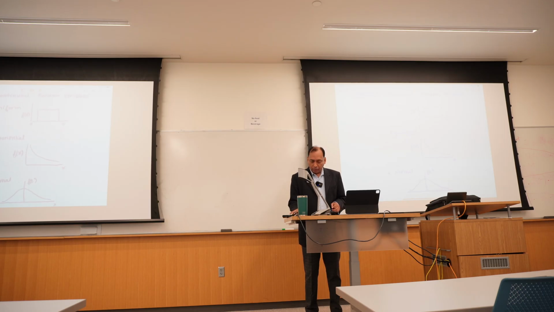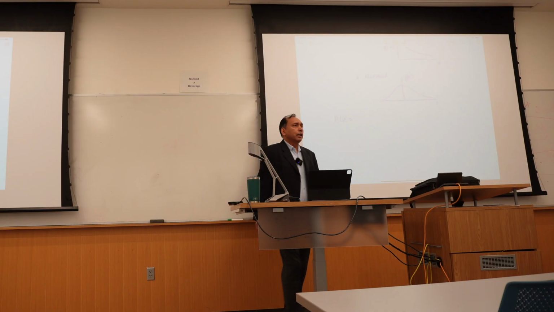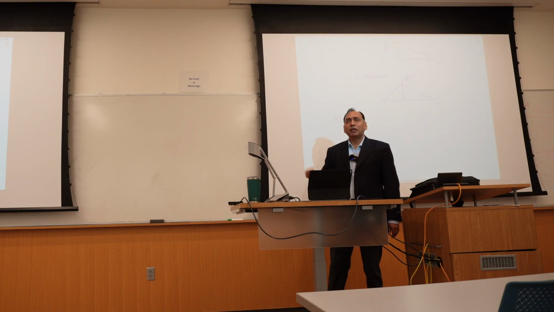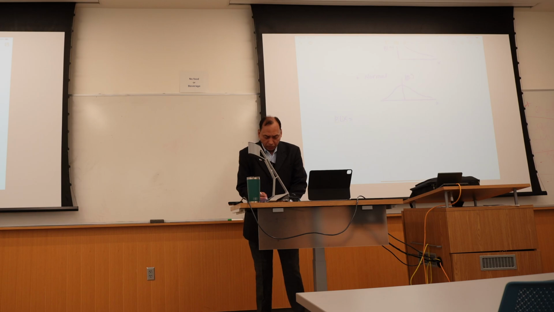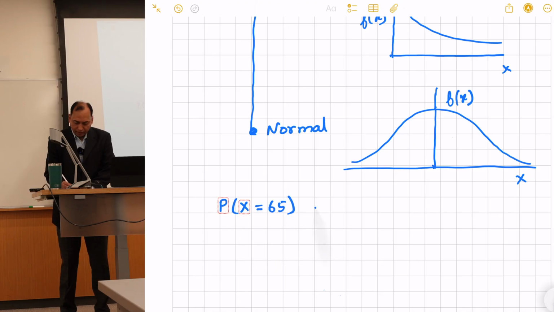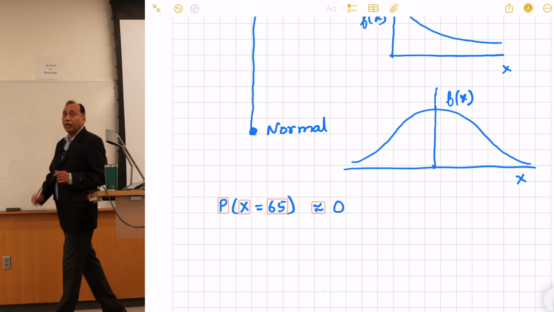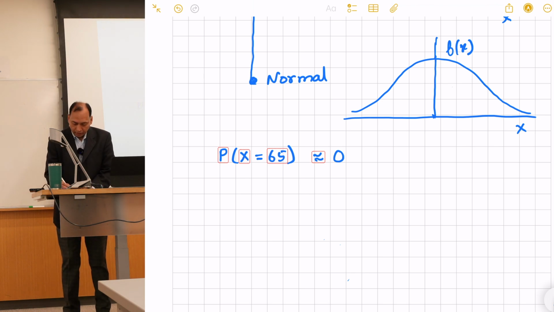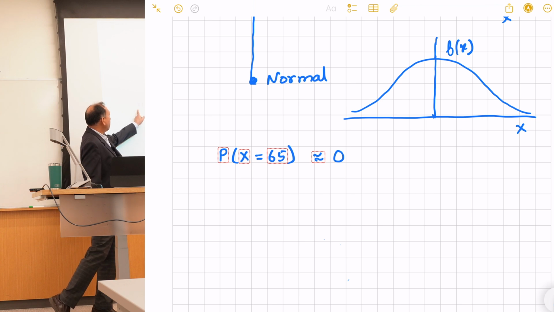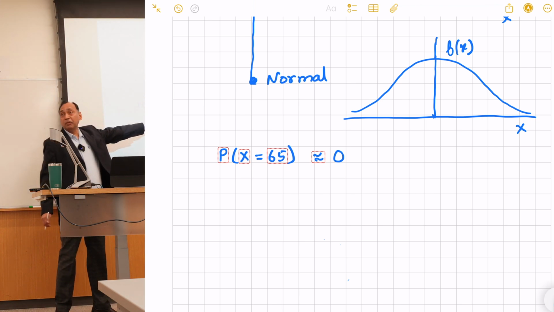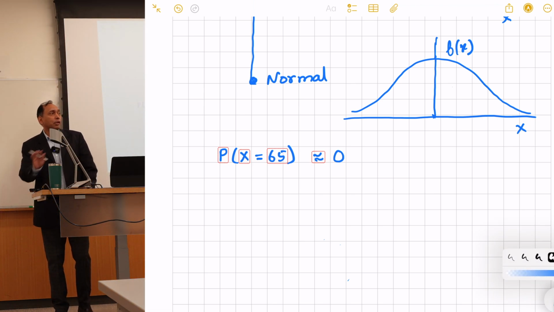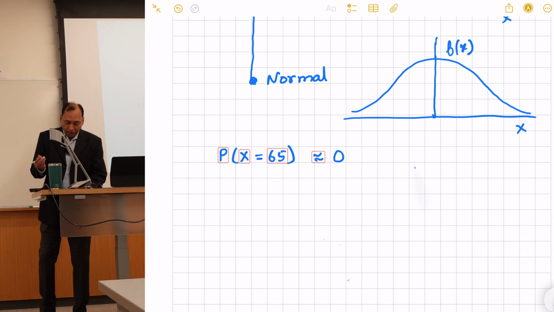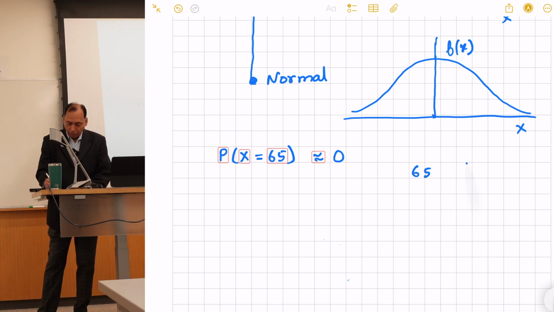Now, one unique thing about continuous random variables: say it is a random variable that captures the speed of a car. What is the probability that x is equal to 65? 65 miles per hour, exactly 65 miles per hour. That probability is approximately 0. So we never calculate the probability of a continuous random variable exactly at a value, because it is going to be 0.